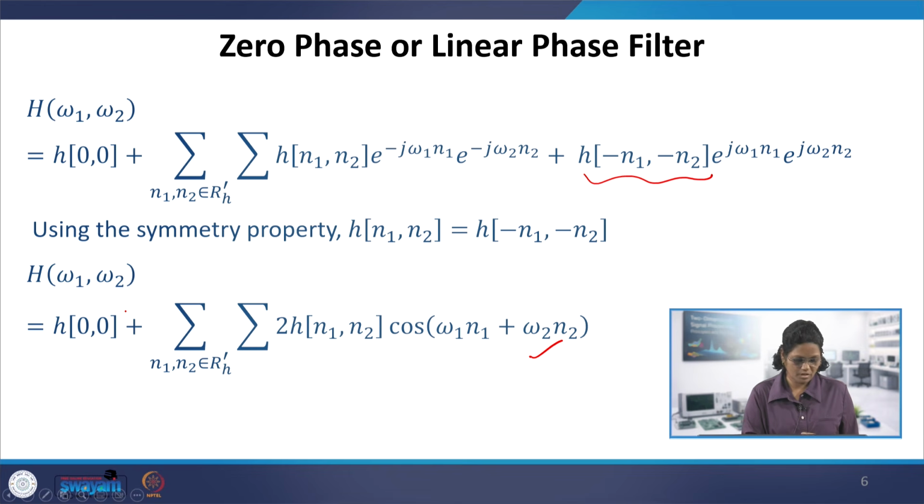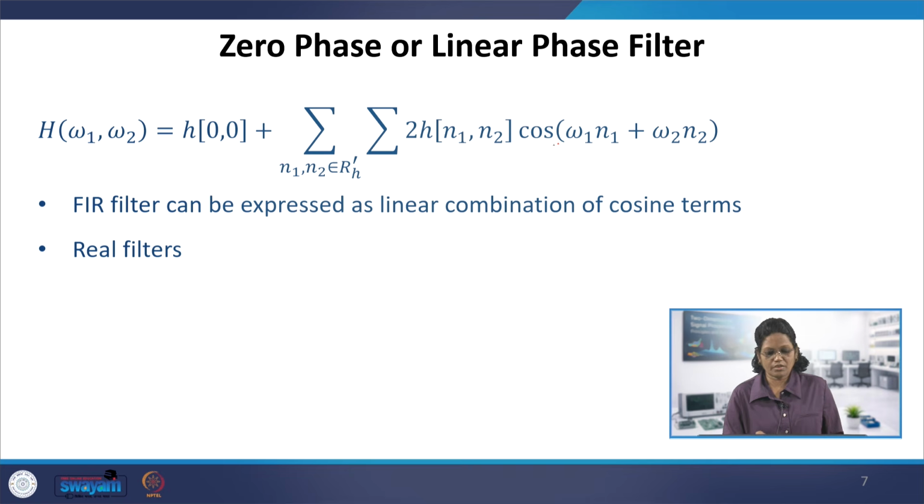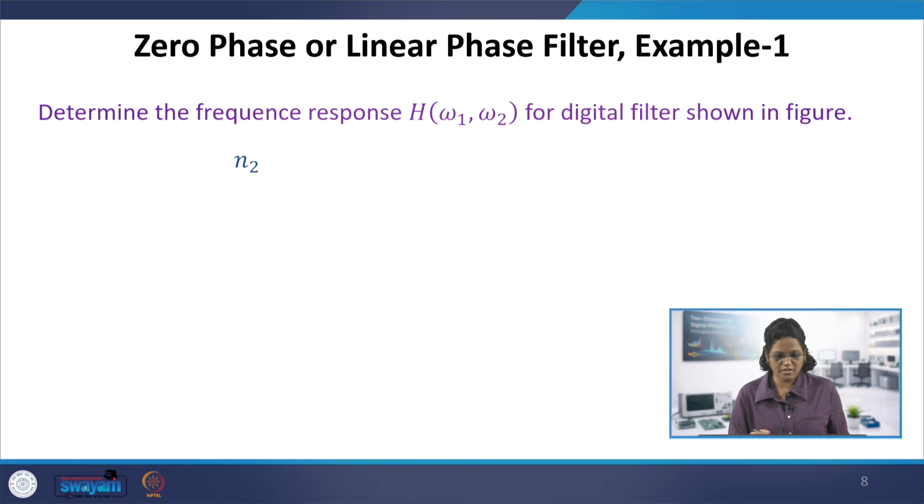So by separating only the origin sequence plus this sequence, h of n1 comma n2 is a linear combination of these summations, which would result in the frequency response. So the FIR filter can be expressed as a linear combination of cosine terms. These cosine terms represent that this is a real filter. So the FIR filters are real filters here, and that is coming from the symmetricity property h of n1 comma n2 is equal to h of minus n1 comma minus n2. And this is one fold symmetry. So we can see the remaining symmetries as well.